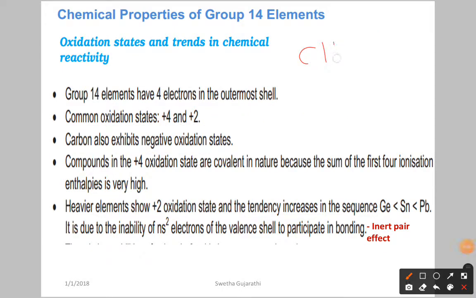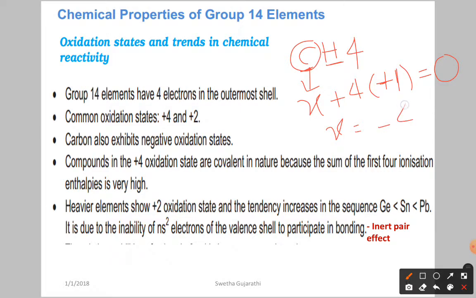If you take methane, in methane what happened here? Carbon and hydrogen. What is the carbon oxidation state, how are you going to calculate? You assume the carbon oxidation number as x, plus 4 into plus 1. Why? Because 1 hydrogen has plus 1, so for 4 hydrogens we have 4 into plus 1. The total sum of the oxidation numbers should be equal to 0, that we already discussed. Now if you go further, what are you going to get? Minus 4, so the carbon oxidation number is minus 4. So carbon can also exhibit the negative oxidation state.